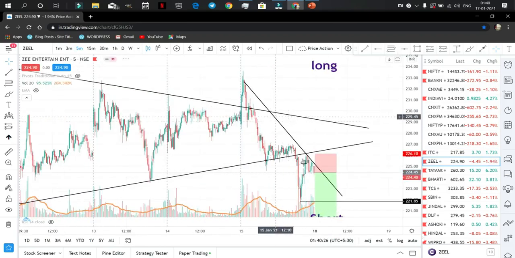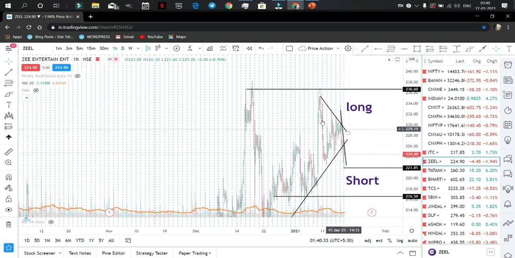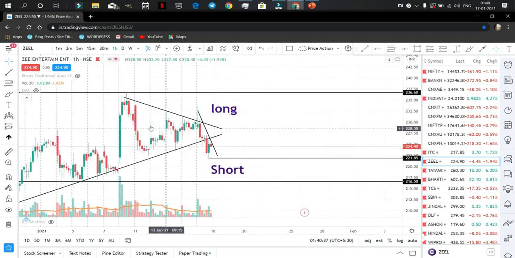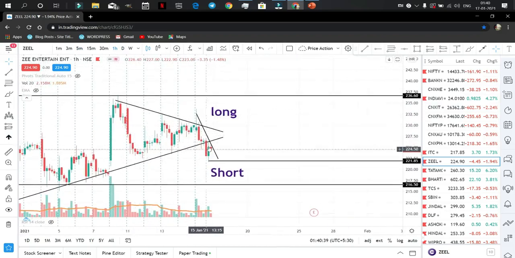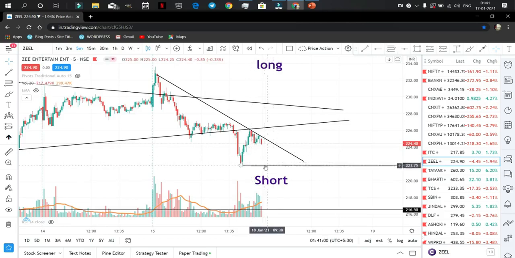The next one is Z Entertainment. Now, if I zoom out on the 1 hour chart, here you can see that there's a triangle-like pattern that was forming, and there was a breakdown in the stock. But the volumes were not that great. On the 5-minute chart, you can see that there has been a breakout on the stock, a retest, and if the stock breaks this level, then I'll be interested in shorting the stock.